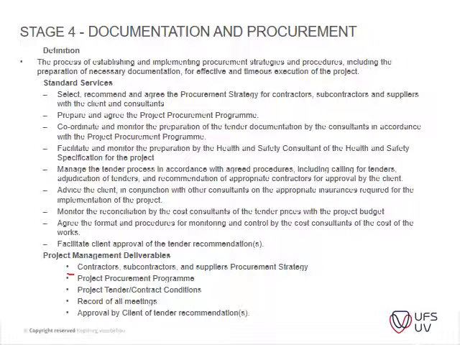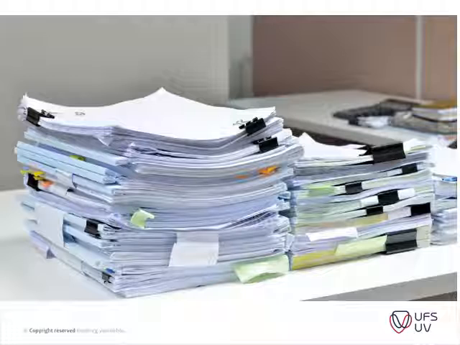Okay, and then project procurement program is developed. So now you've got a bit more detail, and now you start focusing on going forward from the tender process up to the completion stage. Okay, then the project tender conditions is drawn up. Again, you take a record of all the meetings and you get approval. Make sure that all the drawings and everything is signed off by all the parties.